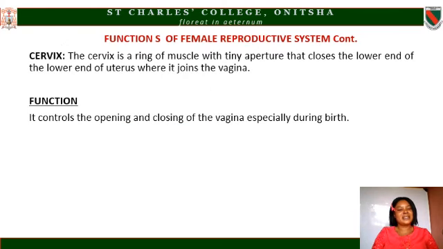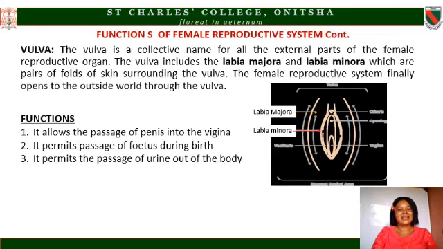The next part is the cervix. The cervix is a ring of muscle with a tiny aperture that closes the lower end of the uterus, where it joins the vagina. And the function is that it controls the opening and closing of the uterus, especially during birth. The next one is the vulva. The vulva is a collective name for all the external parts of the female reproductive organ.